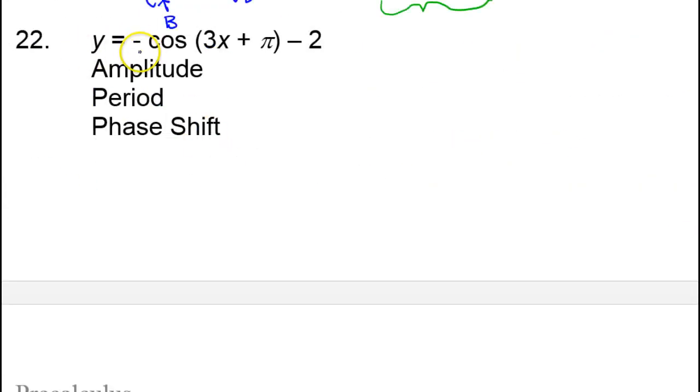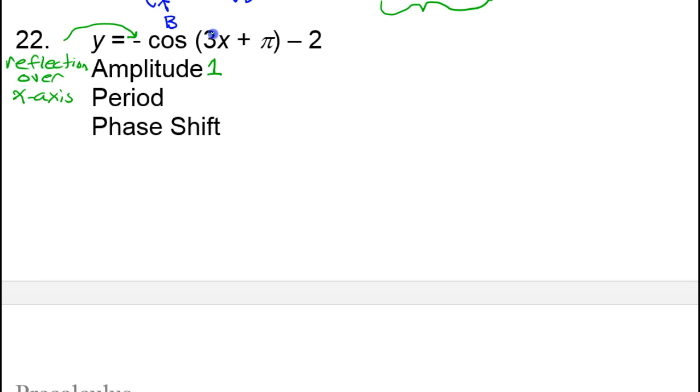Okay, number 22. This negative sign right here is going to be a reflection over the x-axis. So let me just make a note of that. This is going to be a reflection over the x-axis. Okay, however, the a value is negative 1, so the amplitude is still going to be 1.